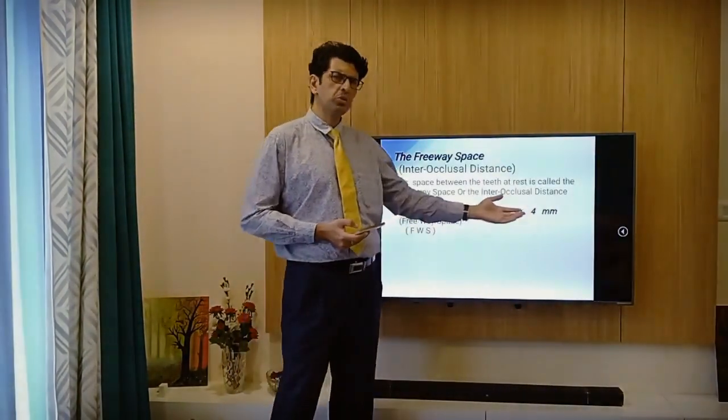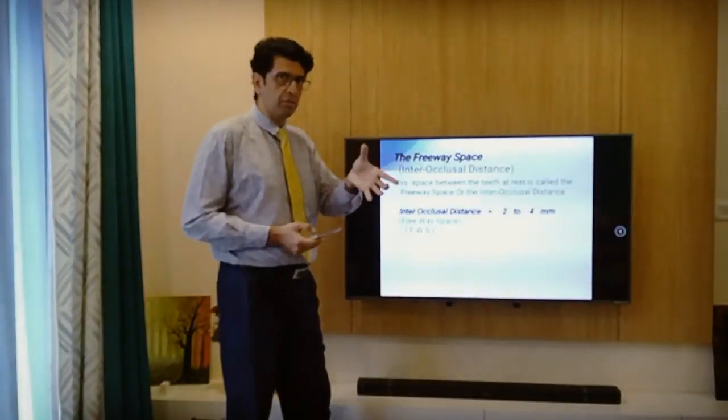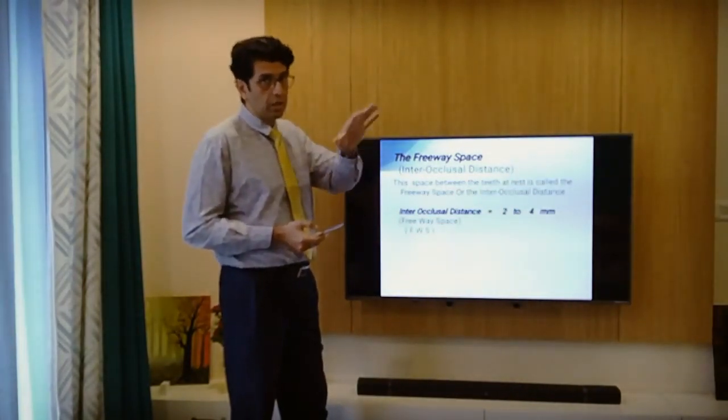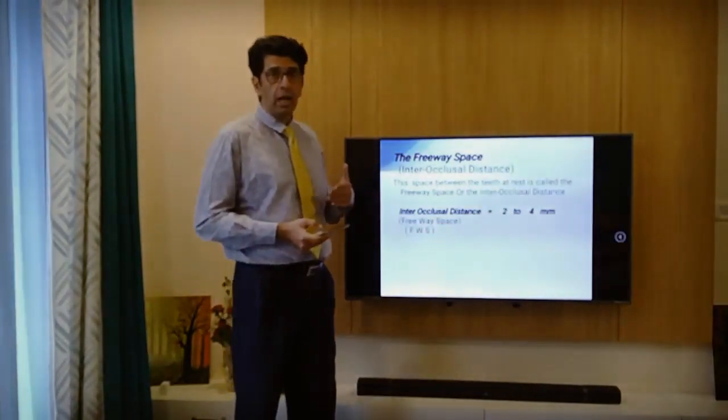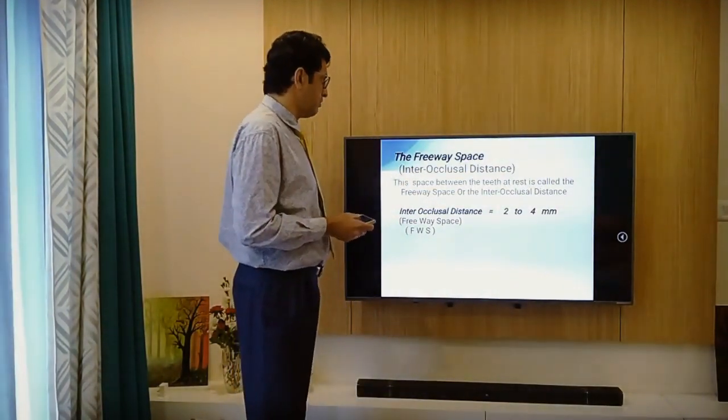So the interocclusal space is usually 2 to 4 millimeters, right? So that is the amount of play that we are going to have. We can either settle with 2, 3 or 4. We're going to determine that looking at other factors around the mouth and see if the patient is comfortable with the amount of freeway space we have granted him.